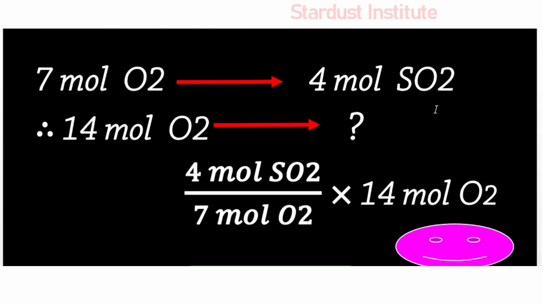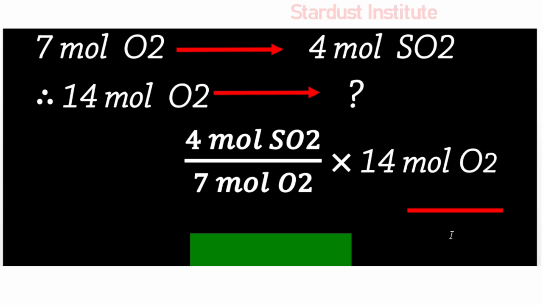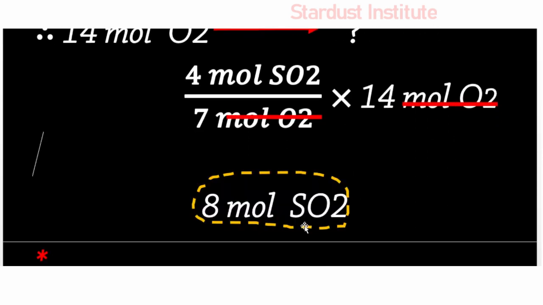We can find the answer in this way. 4 mole SO2 divided by 7 mole O2 multiplied by 14 moles O2. We should cancel out units: mole O2, mole O2. Then we get 8 moles of SO2.